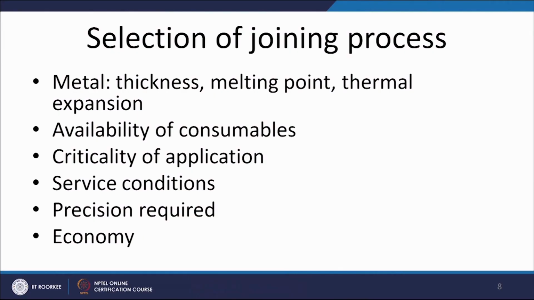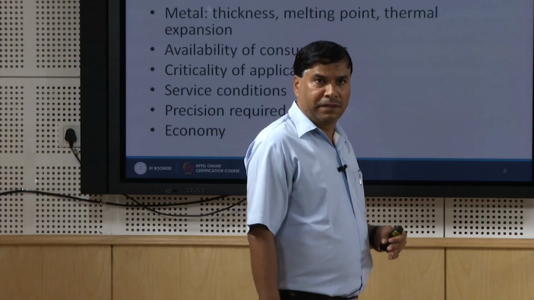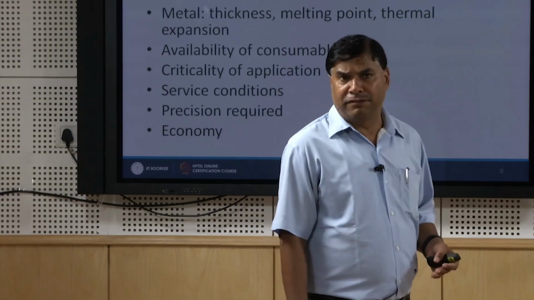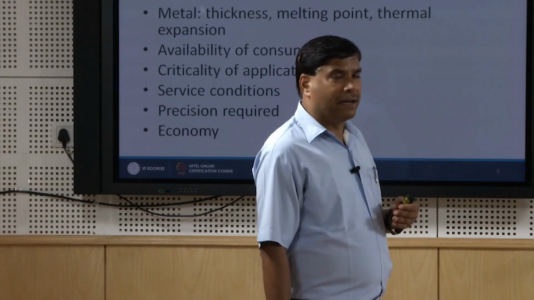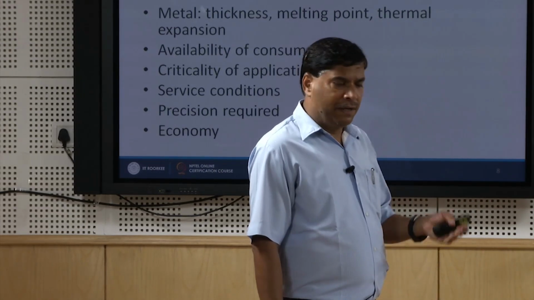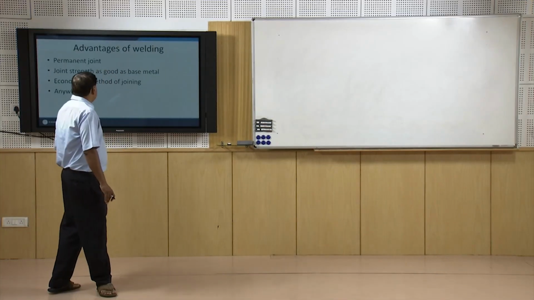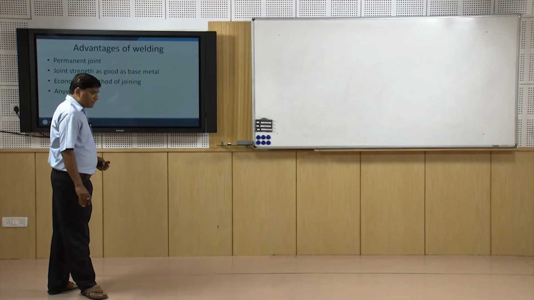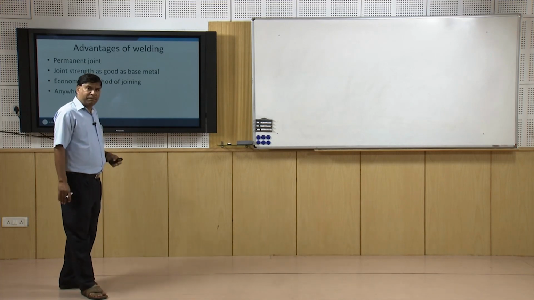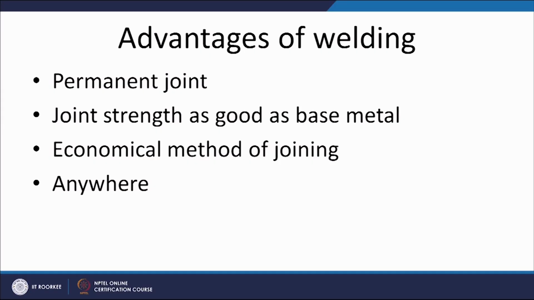The economy certainly plays a big role in selection of the joints. We need to see that the joint not only performs the intended function for the designed life, but can also be produced economically. So, as for the advantages of welding as a joining process, welding produces a permanent joint. This is a very good side. Sometimes the strength of the joint is also much better than the base metal itself, which is also very good.